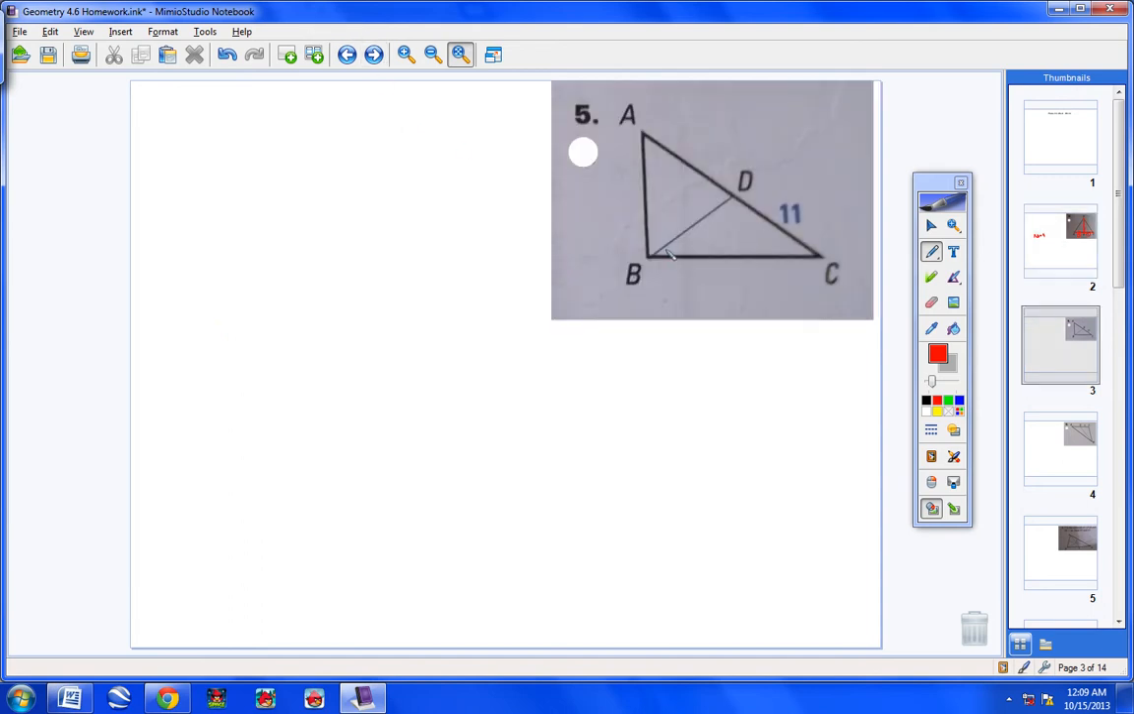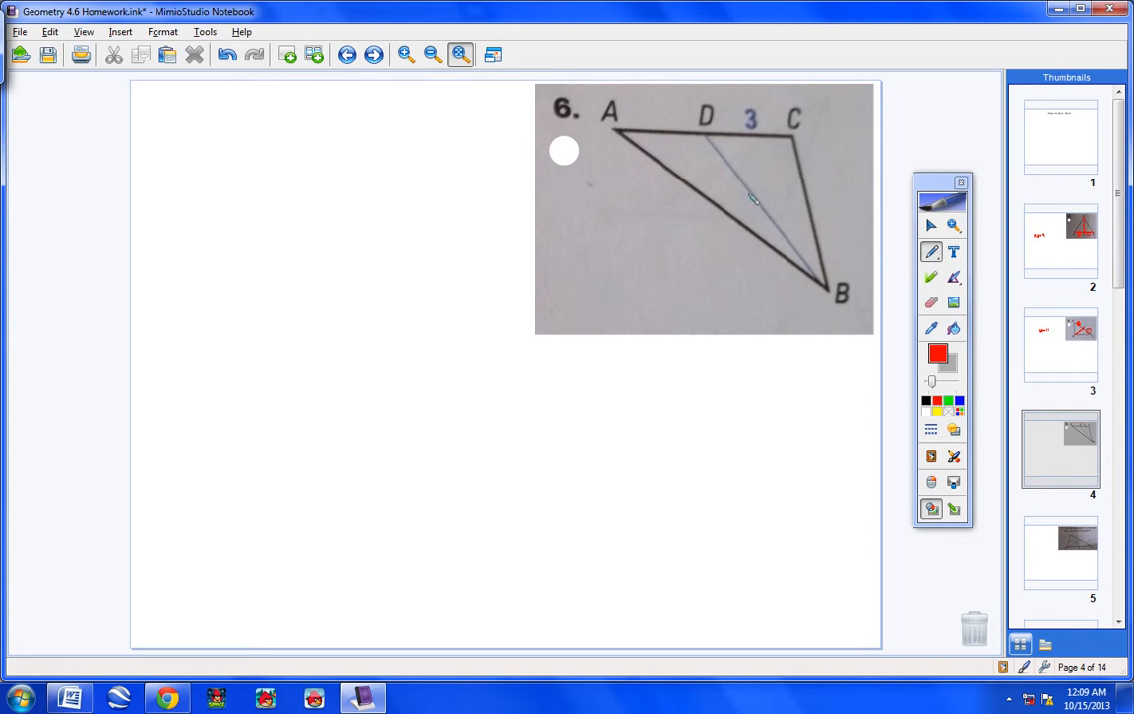Okay, number 5. BD is your median, so here it is going across, and when it hits right here, it cuts AC in half. So if DC is 11, then AD is also 11. So AD equals 11. All right, number 6, same thing. Here's your median right here. So your median comes from the vertex, hits this side right over here. If DC is 3, then AD is also 3. So AD equals 3. Okay?